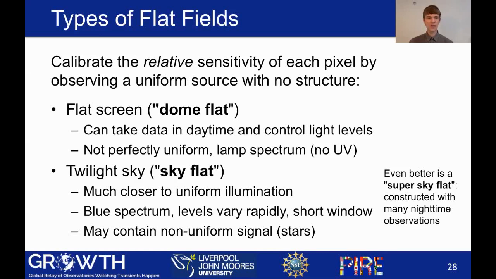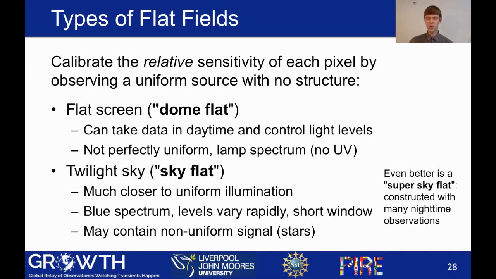The other type of source that we can use is the night sky itself, or more specifically the twilight sky, which still contains scattered light from the setting sun in large amounts, but not so large that they actually saturate the detector. Compared to a dome flat, this is much closer to uniform illumination and has a broader spectrum, including some ultraviolet signal. The disadvantage is that it's still not a very good approximation of what the actual night sky spectrum looks like. And furthermore, the levels vary rapidly with time as the sun sets.